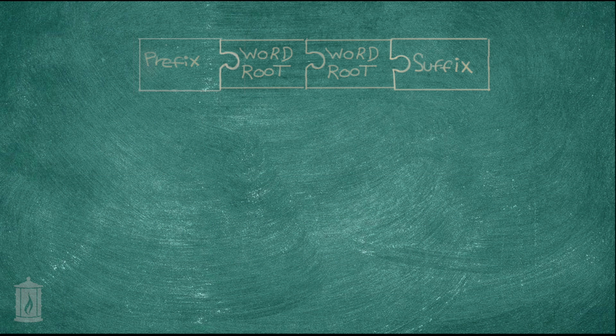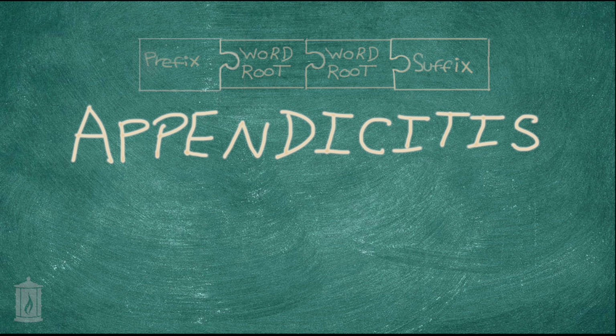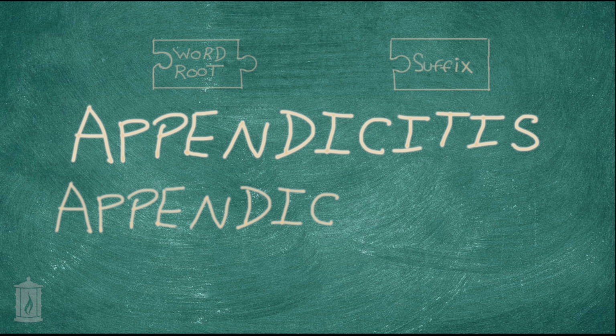So let's give you a word that you probably already know and see if you can break it up and figure out what it means. Appendicitis. So now what makes up appendicitis? What components can we break out of this? Well, we have the word root appendic, and we have the suffix itis.